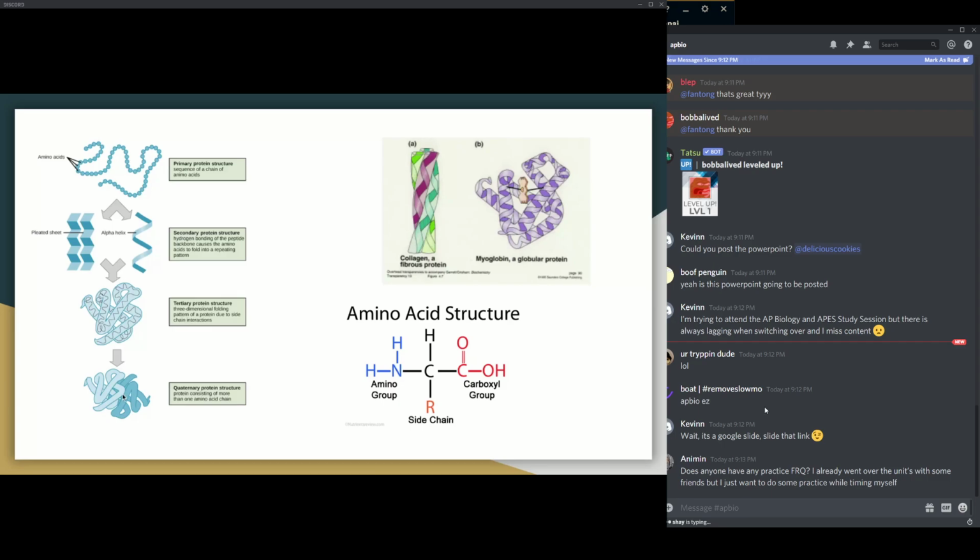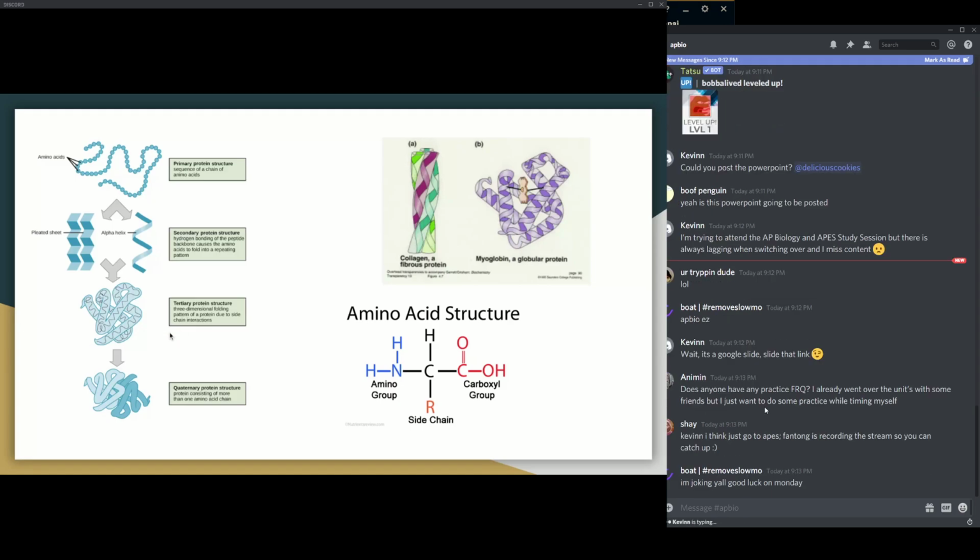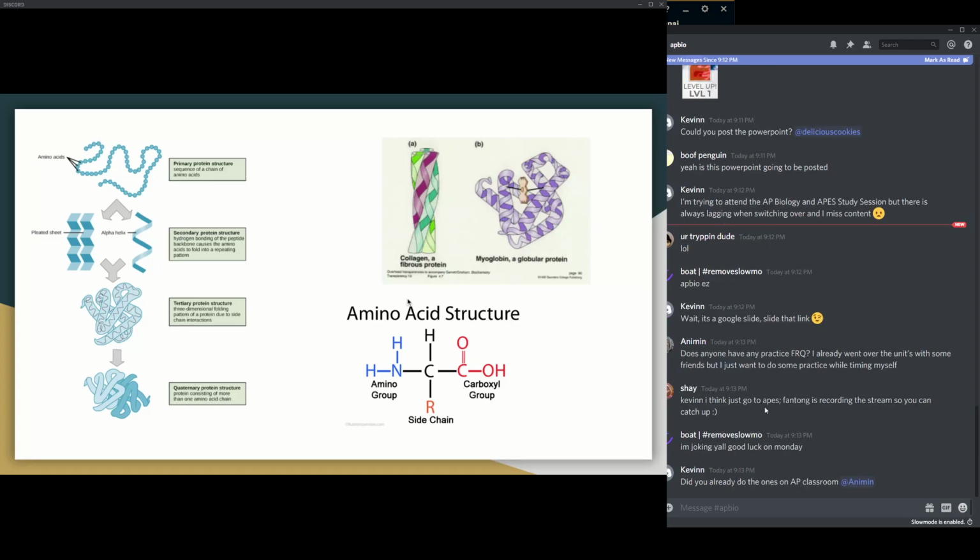This is how proteins fold. This is your primary protein structure, and then you have your secondary structure, your tertiary structure, which is due to the R group side chain interactions, and your quaternary protein structure, which is due to different polypeptides. These are good examples of globular proteins and a fibrous protein. Collagen is long, and myoglobin is more circular shaped. This is your basic amino acid structure, which is your amino group, carboxyl group, side chain, and a hydrogen.